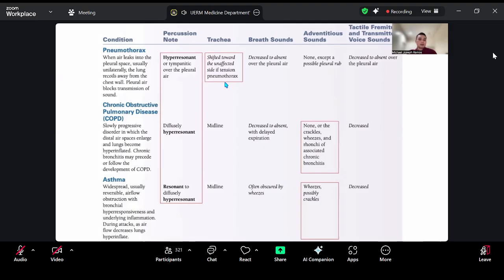For asthma and COPD, these are both airway disorders, meaning air within the lungs cannot sufficiently be exhaled, especially for severe exacerbations of asthma and COPD due to airway obstruction. Hence, the examination findings for both can be similar, with resonant to hyperresonant on percussion, decreased breath sounds in severe cases, with wheezing and possible crackles. Both can have decreased tactile fremitus and transmitted voice sounds.